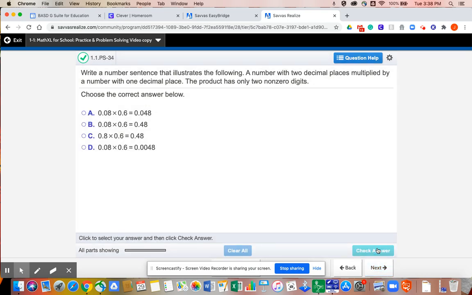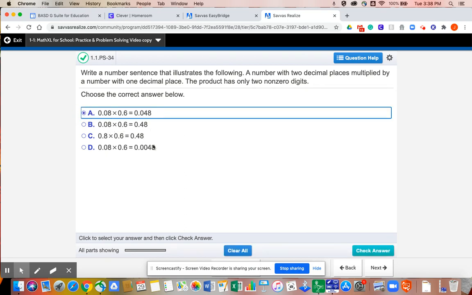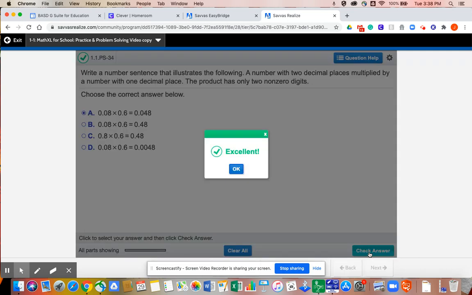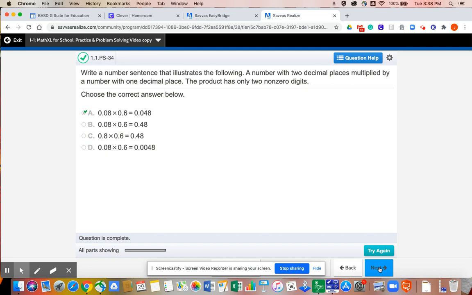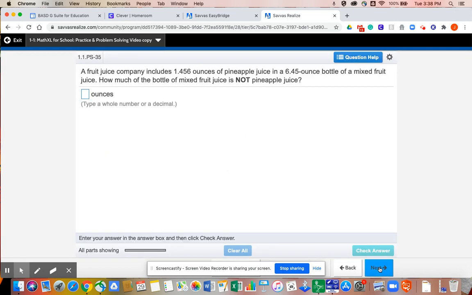They're going to give me the same question again. And this time I got it. I'm going to go 2 decimal by 1 decimal and the product has 2 non-zero digits. So again, I'm going to go with A and check, and that is correct. Okay, and I still could try again if I wanted to. I don't know why I would.